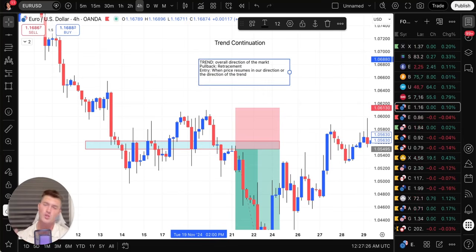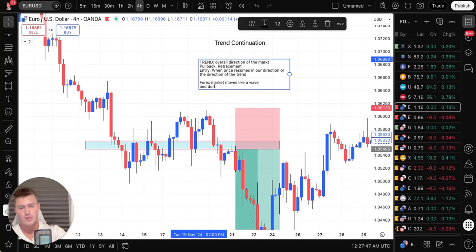So why trend continuation works in Forex is because the Forex market moves like a wave. And during pullbacks or retracements, institutions, hedge funds, and just overall big money scale in positions.